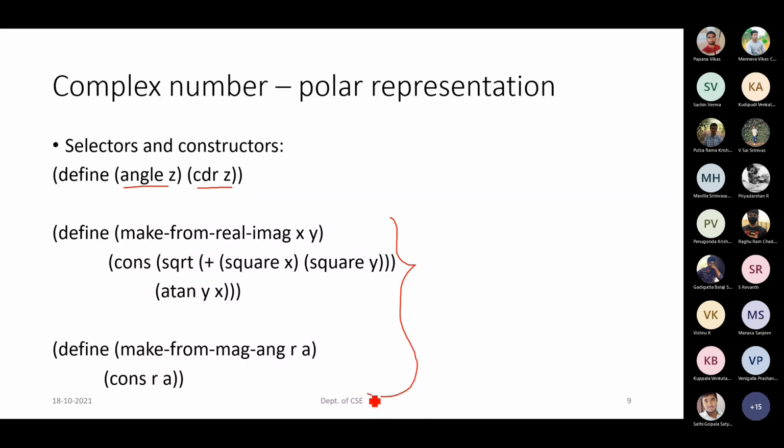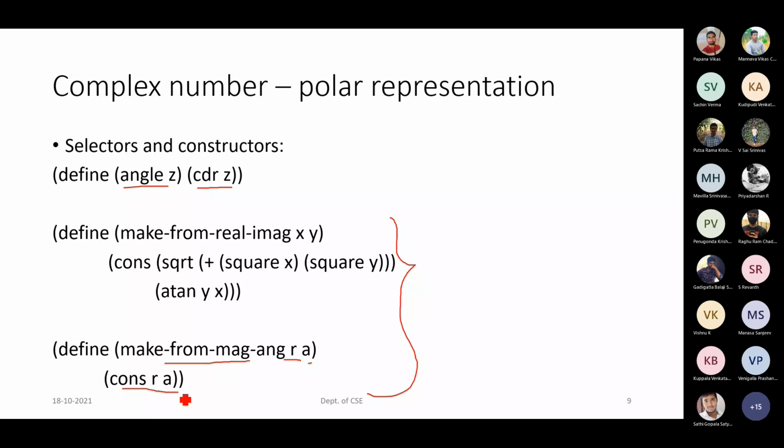Now, if it is in the polar form, we will be defining it directly. We don't have to apply any formula. We are expecting the result in the magnitude and the angle. That was your input, and the same thing we have to construct back. So we can directly say cons of magnitude and the angle.